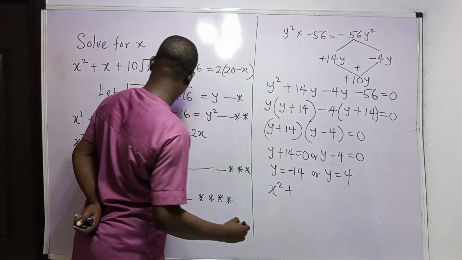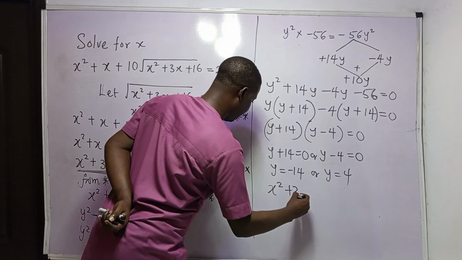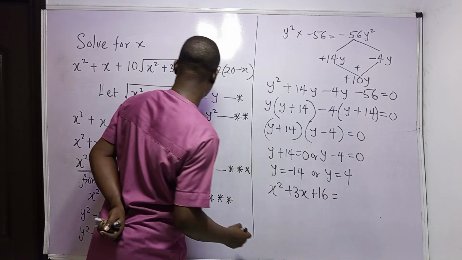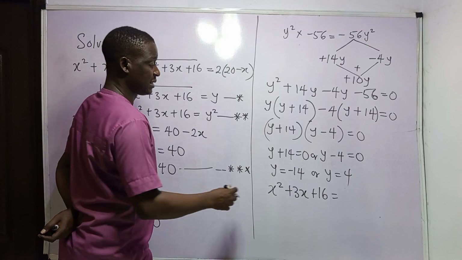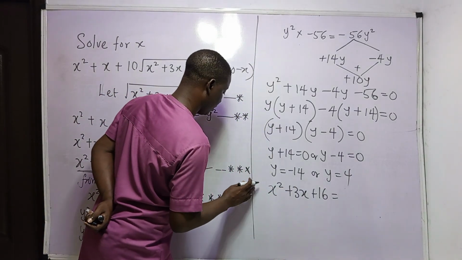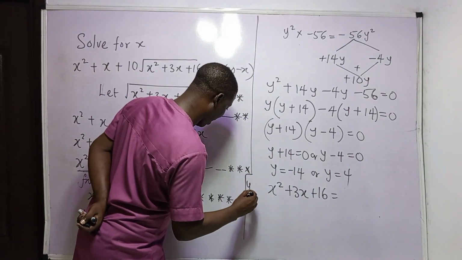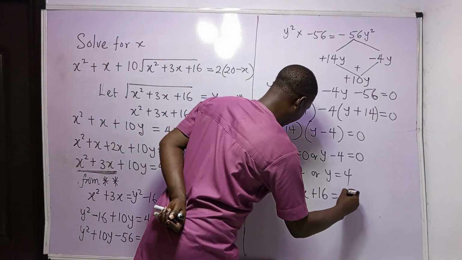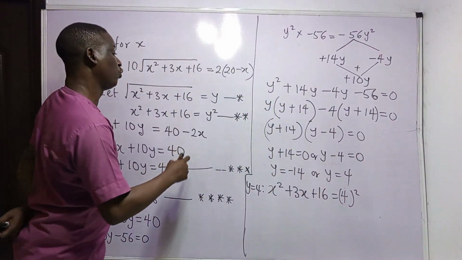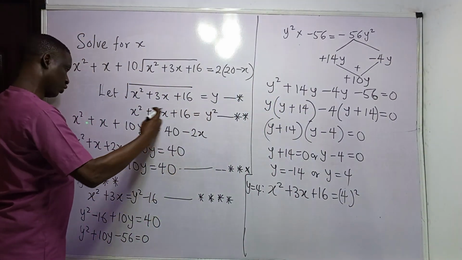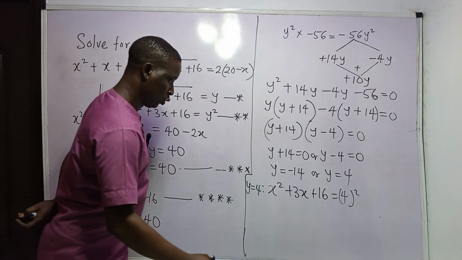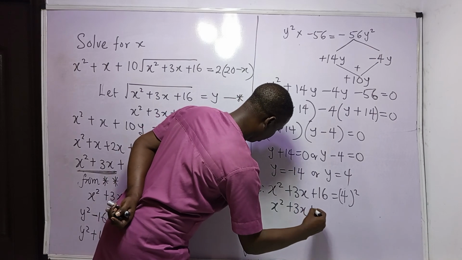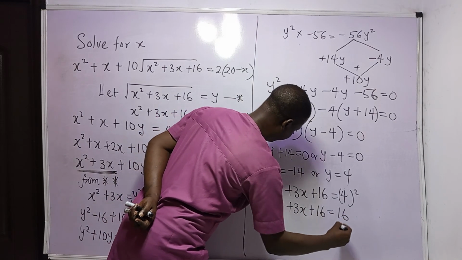X squared plus 3x plus 16 equal to what? What is our y now? Let's take when y equal to 4. So what would I have now? Y squared, that means 4 squared. So if you substitute y equal to 4 in equation star, what I would have now is x squared plus 3x plus 16 equal to 16.